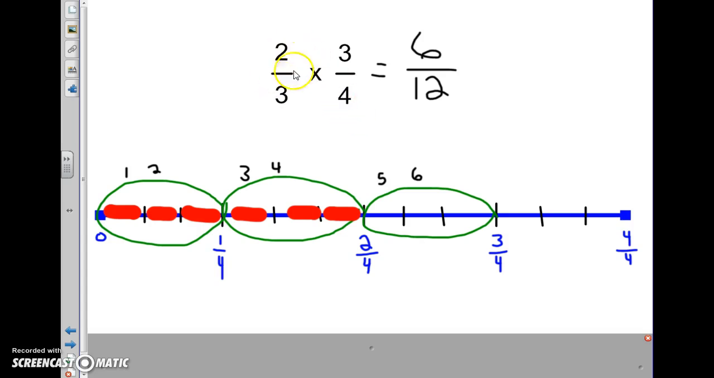And then also, looking at the algorithm we've learned for multiplying fractions, just multiplying across the numerators and denominators: 2 times 3 is 6, 3 times 4 is 12, so it all checks out. So that is how you show a visual representation of multiplying fractions on a line plot.